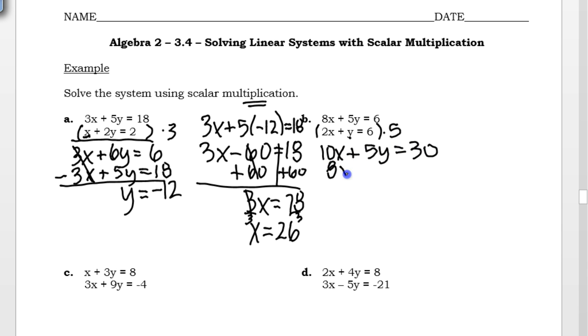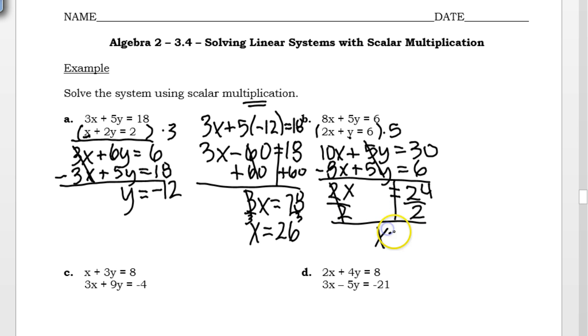I'm going to copy my top equation down so that they're lined up nicely, and I see on my y's now I have 5's. They're both positive, so they have the same sign, same means subtract. 10x minus 8x is 2x, 5y minus 5y is 0, 30 minus 6 is 24. Divide each side by 2, and x is 12.